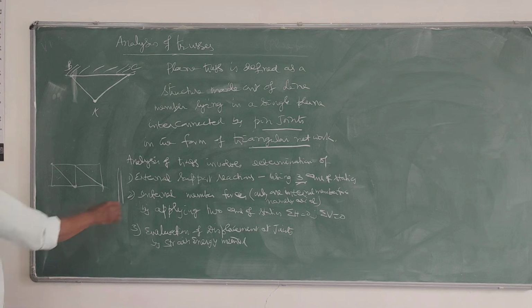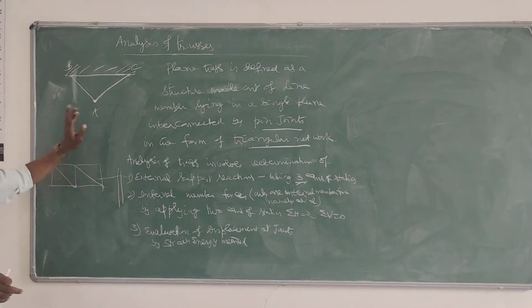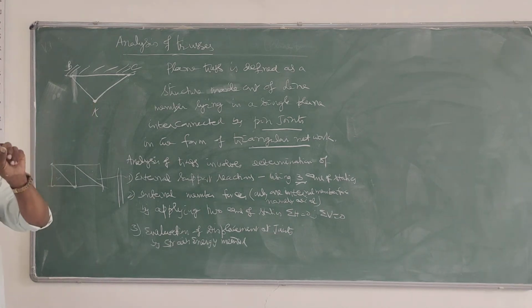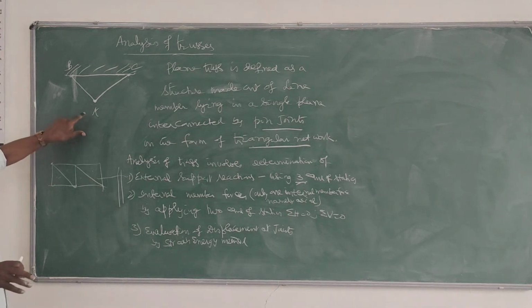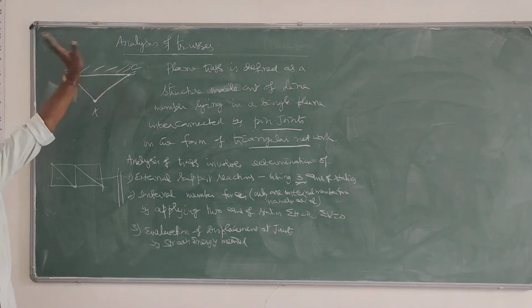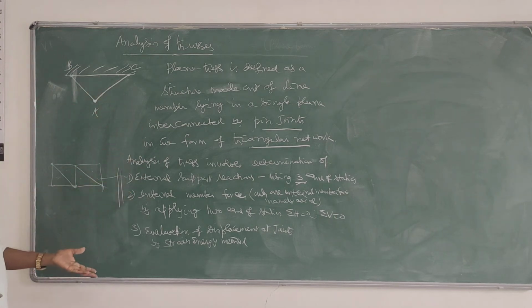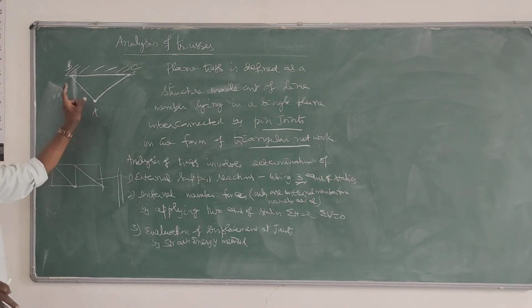So here you can avoid this first step because you need not determine the support reactions. You can start by determining only the internal member force, because there is only one joint. This is support. Support reactions you need not determine first; from the internal member force, automatically you will get the support reactions. So we don't go with the determination of support reactions first.